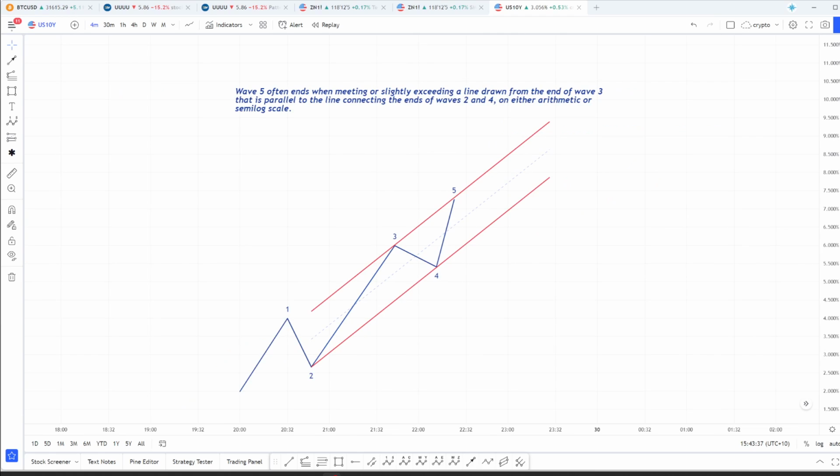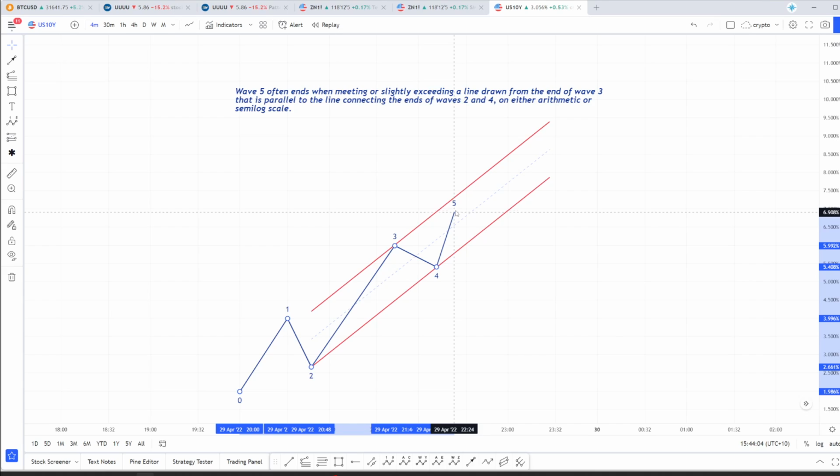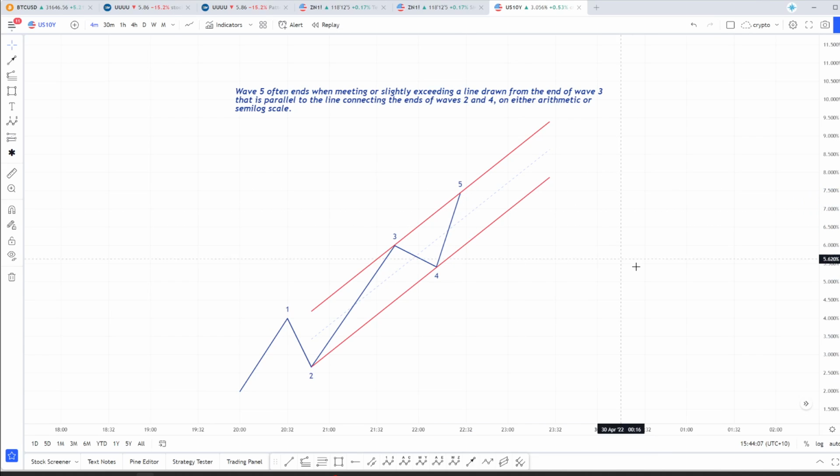Wave 5 often ends when meeting or slightly exceeding a line drawn from the end of wave 3 that is parallel to the line connecting the ends of waves 2 and 4, on either arithmetic or semi-log scale. This is what we call the guideline of channeling. If we can get something that channels very well, then that just helps us to identify the impulse. It doesn't have to happen. Note that wave 5 could finish through or under the channel, but if it touches the channel, it's just another layer of confluence that helps us to identify the impulse.